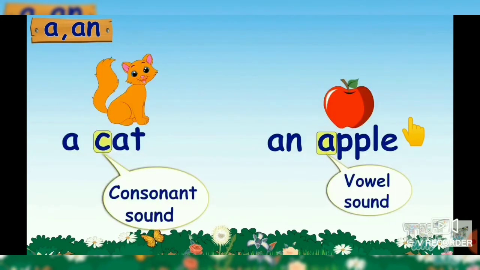Understood? So children, we learn that we use a or an before a singular naming word, and that for using an, the naming word should begin with a vowel sound. Understood? And for using a, the naming word should begin with a consonant sound. That means like this, C letter. Okay? A cat, an apple.